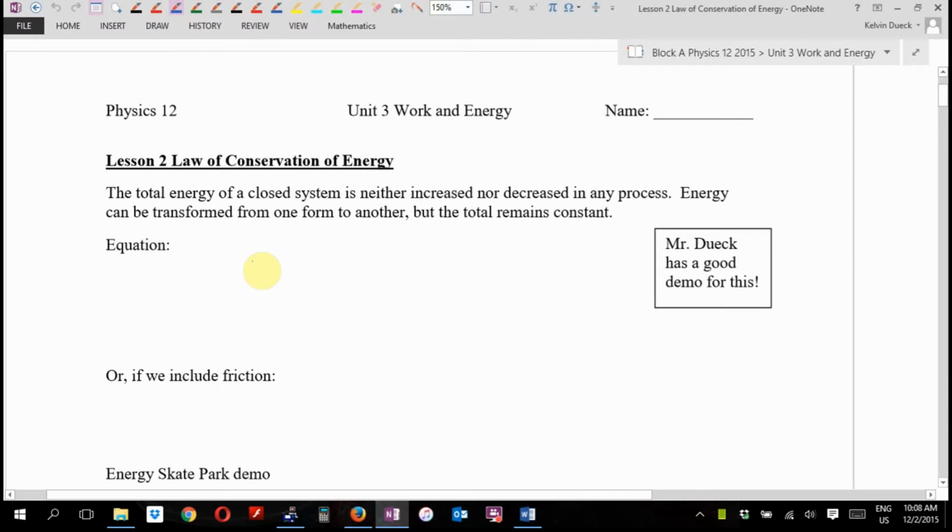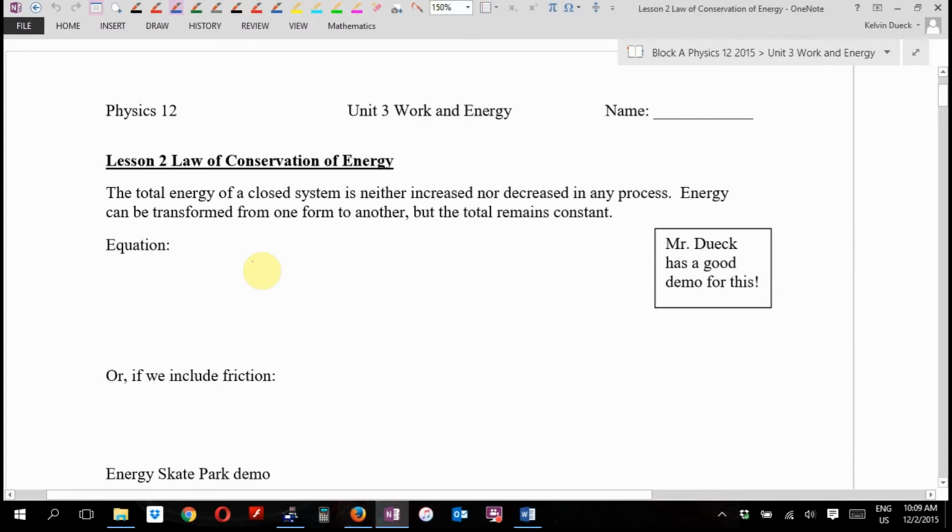What is the law of conservation of energy? Well, I'll give you the sciencey definition. It says this: the total energy of a closed system is neither increased nor decreased by any process. Energy can be transformed from one form to another, but the total remains constant. You want the short version?